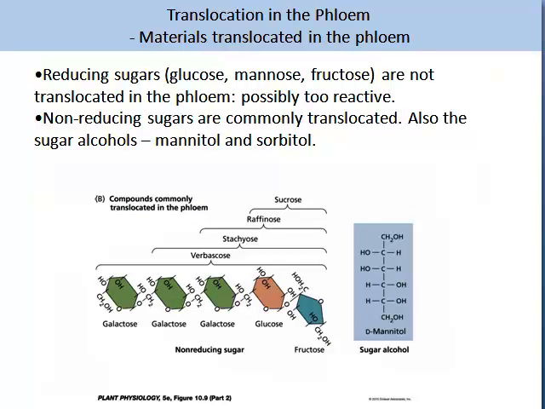It is commonly accepted that reducing sugars such as glucose, mannose, and fructose are not translocated in the phloem, possibly because they are too reactive in this form. Non-reducing sugars are commonly translocated, as are the sugar alcohols mannitol and sorbitol. The figure on the screen shows the structure of some of these compounds.